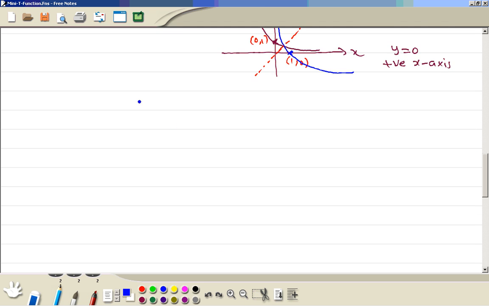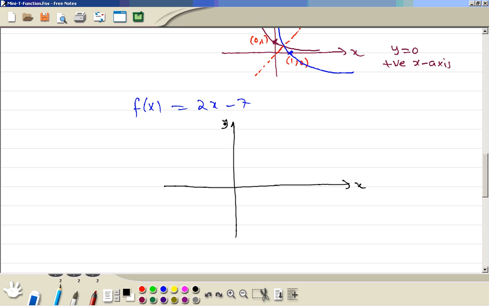The other graph had f as 2x minus 7. So to sketch that, when x is 0, y is minus 7. When y is 0, x is 3.5. Then it's a straight line. Then we put the line y equal to x.